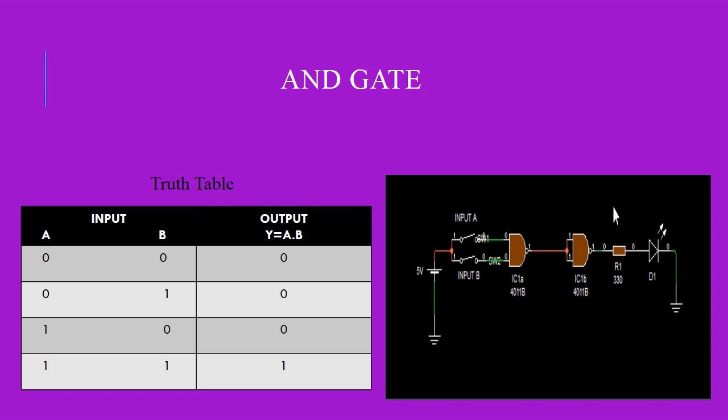So this is the AND gate implementation by using NAND gates only. Here we use two NAND gates. One is connected here, another one is connected here. The chip number is 7400.